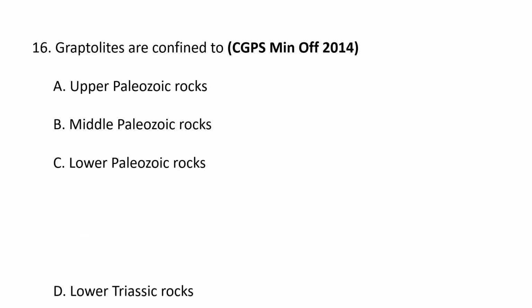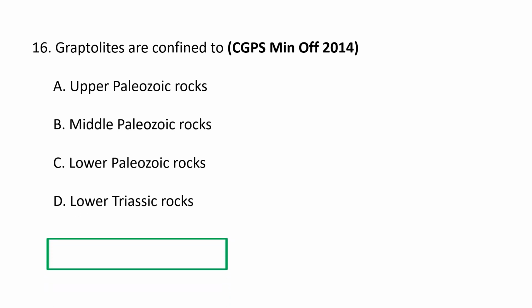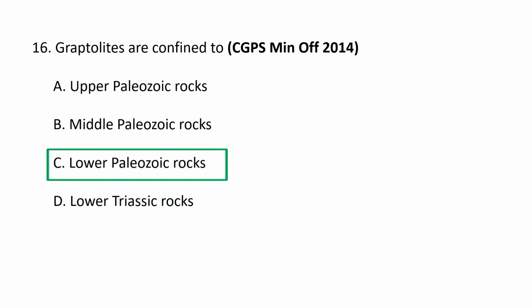Next question. Graptolites are confined to A. Upper Paleozoic rocks, B. Middle Paleozoic rocks, C. Lower Paleozoic rocks, and D. Lower Triassic rocks. So graptolites are confined to lower Paleozoic rocks. The graptolites are found only in the Paleozoic rocks such as those in Scotland, Wales and northwestern England. The oldest dendroids occur in the Middle Cambrian rocks, but they can be found in rocks as young as the Carboniferous. And these planktonic graptolites are particularly common in Ordovician and Silurian shales and mudstones. So graptolites are confined to lower Paleozoic rocks.